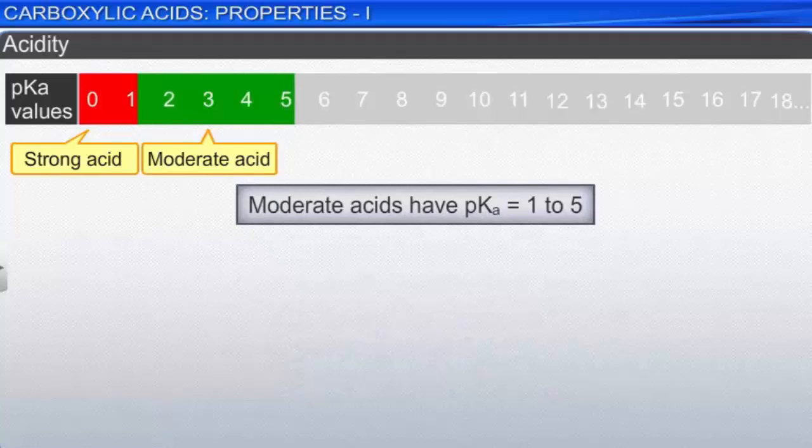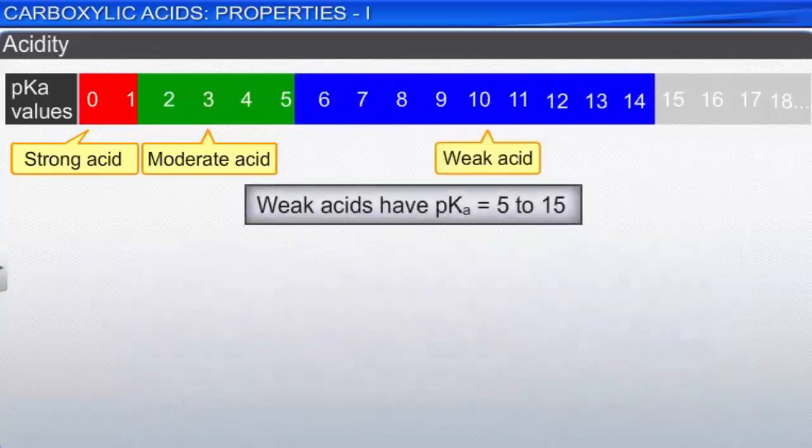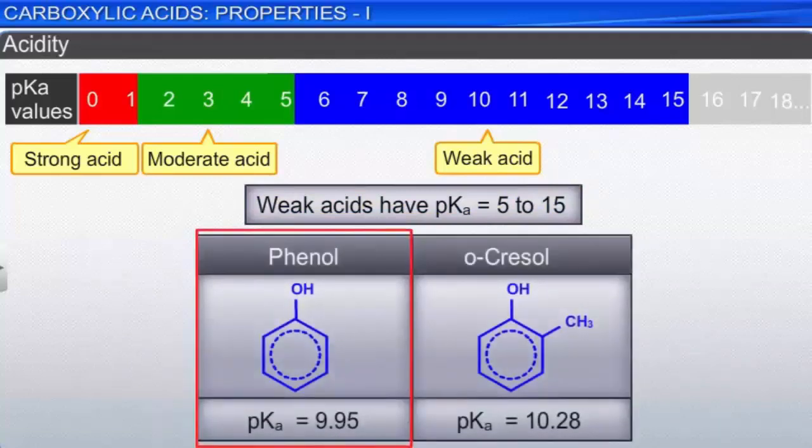Acids with pKa values between 1 and 5 are considered moderately strong. For example, fluoroacetic acid with a pKa value of 2.66, chloroacetic acid with a pKa value of 2.86, and nitroacetic acid with a pKa value of 1.68 are moderately acidic acids. Weak acids have pKa values between 5 and 15. For example, phenol with a pKa value of 9.95 and orthocresol with a pKa value of 10.28 are weak acids.